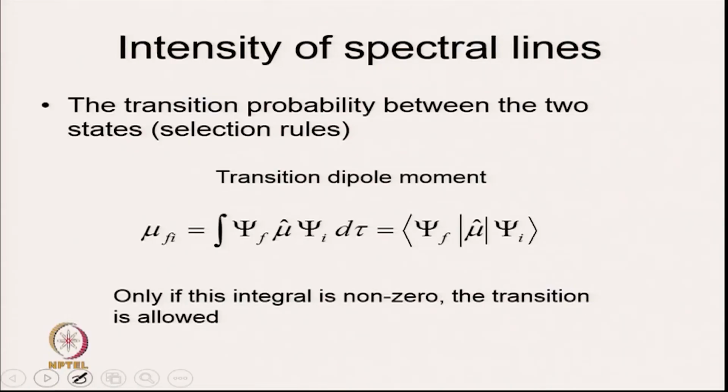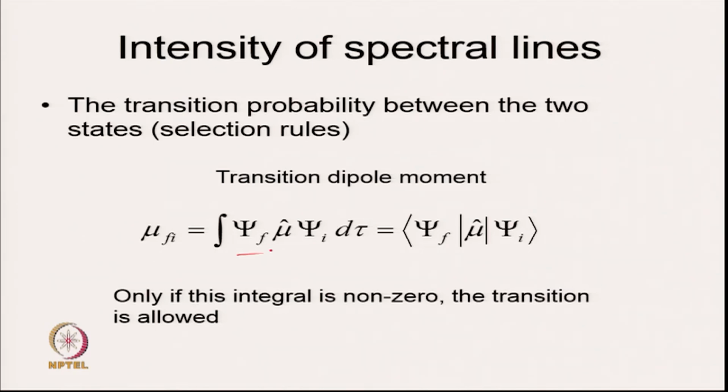Now, on what factors does the intensity of spectral lines depend? We have already discussed the different factors on which intensity can depend. One is based on transition dipole moment, and second is based on your Boltzmann distribution. Here we will just discuss your transition dipole moment for vibrational transition, where the transition probability between two states is given by mu, final to initial state.